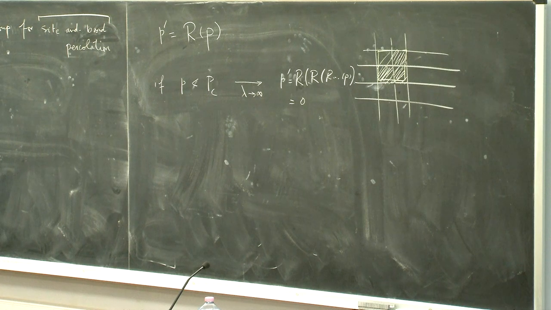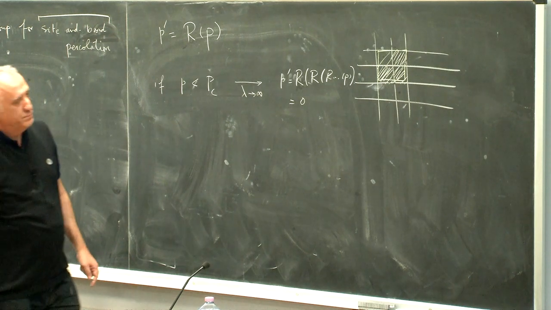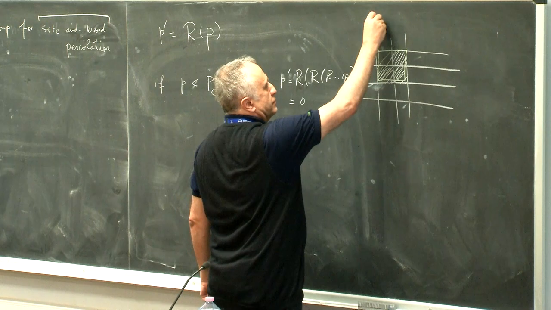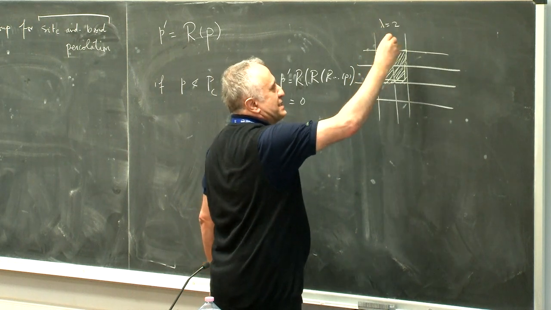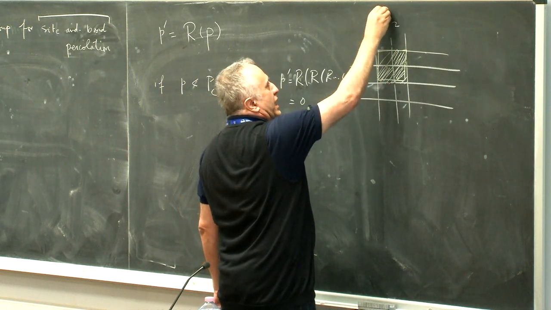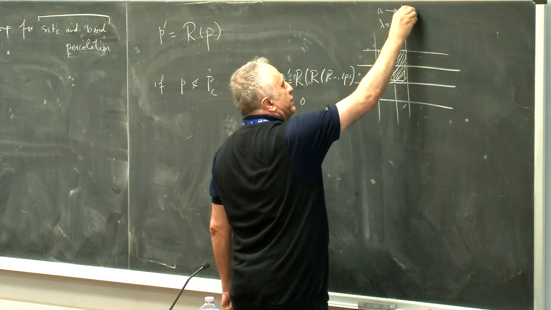Lambda is the rescaling. So in this case, lambda is 2. I allow a, the lattice spacing, to go to lambda a.